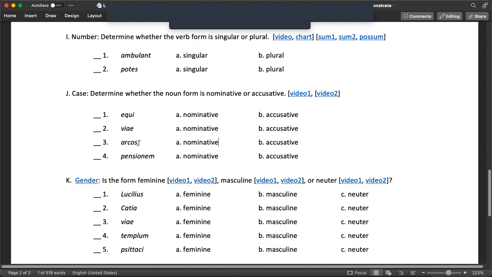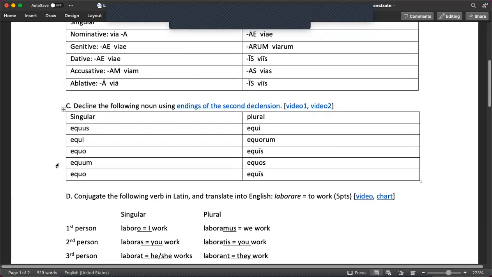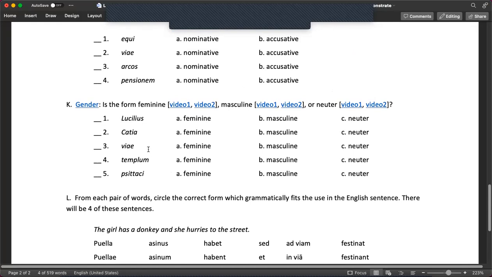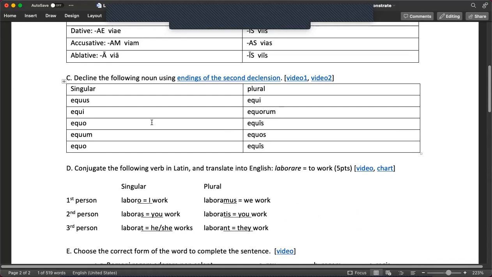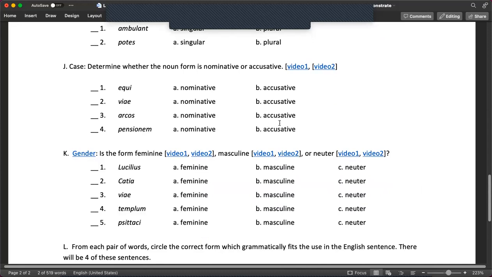What about arcos? I see the os ending. Go back up to section C, nominative and accusative. I see the os ending here, and that's going to be accusative. So the answer is that's going to be accusative. And then pensionem, this is tricky, but don't get too discouraged. Em is actually analogous to the letters, the ending um and the ending am. So as long as you keep that straight, you'll be able to tell that that word is accusative. Okay.